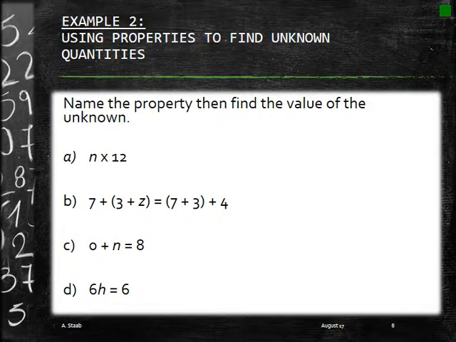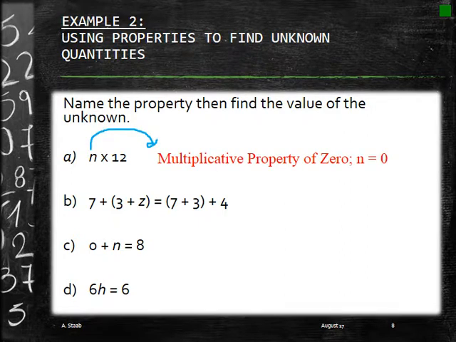Alright, example 2, we're going to identify the property again, but here we have a quantity that's unknown, and we need to state what that unknown value is for that quantity. A, n times 12 equals 0. Well, anything times 0 gives me 0, so that means n has to be 0, so that is the multiplicative property of 0.